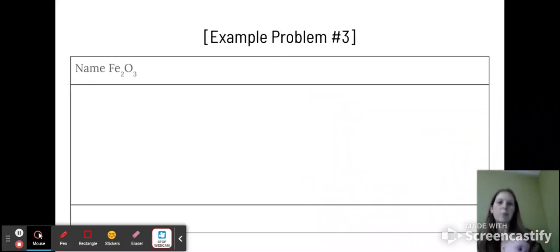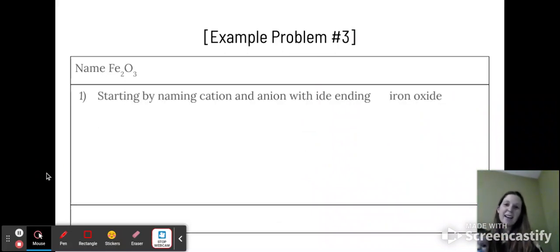So let's try this example. We need to name Fe2O3. You start by naming the cation and then the anion with the IDE ending. So our cation is iron. Our anion is oxygen, which becomes oxide. So we've got iron oxide.